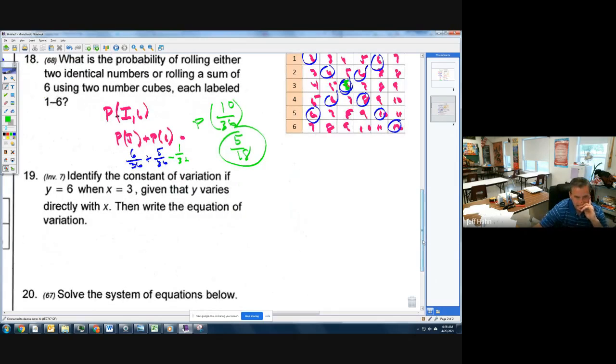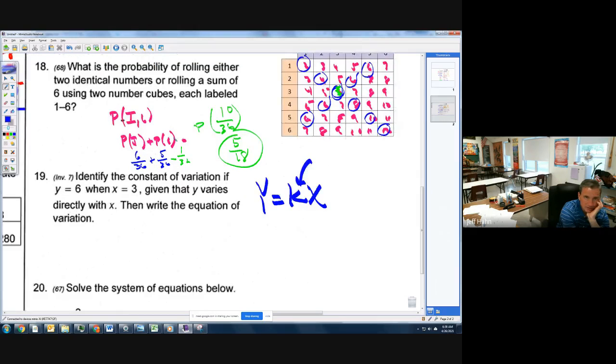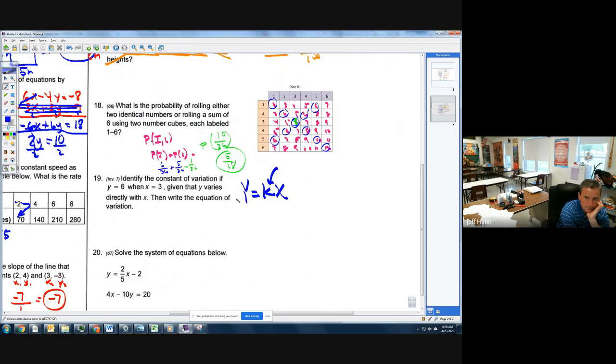Number 19, identify the constant of variation when y equals 6, when x equals 3, given that y varies directly with x. And all that is this. Remember, ladies and gentlemen, good thing you're taking notes here. Your constant of variation equation is y equals k times x, where k is the constant of variation. Y equals kx. So you just plug in the numbers.